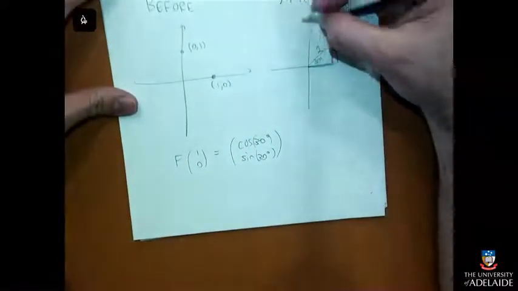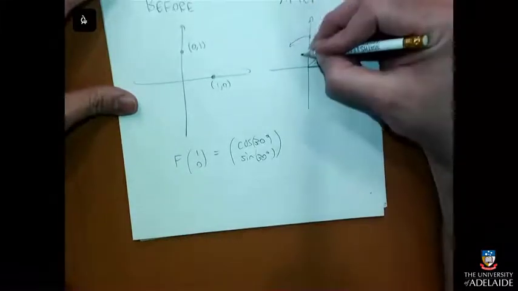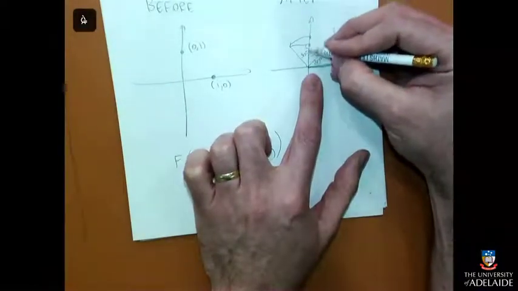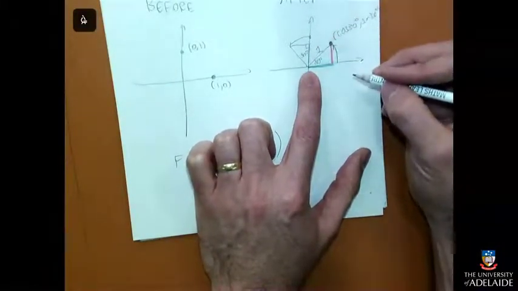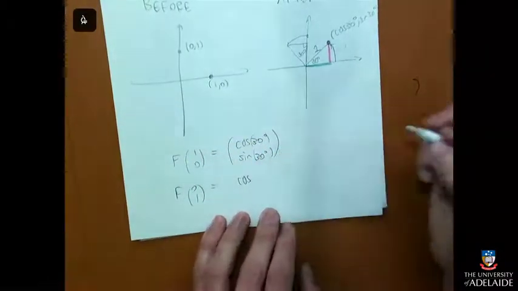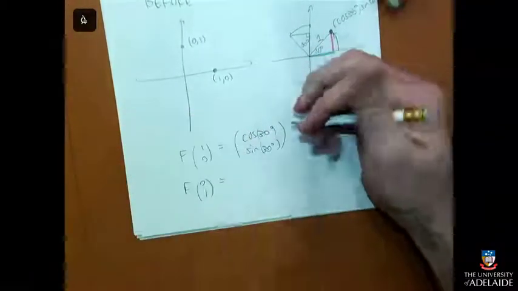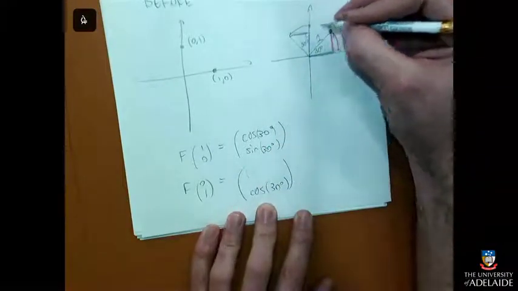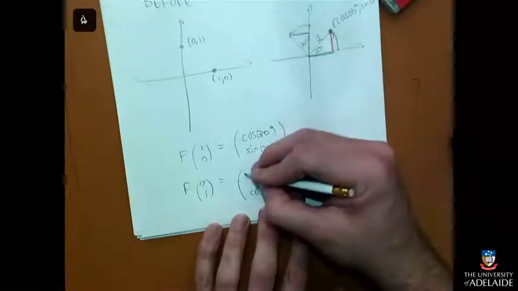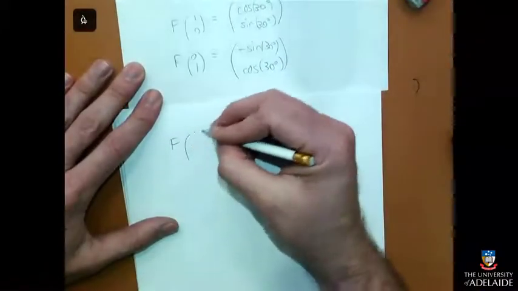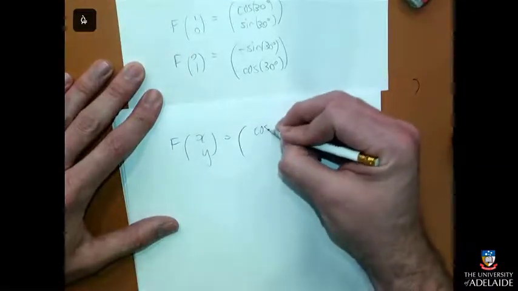Let's see what happens to this one. It was there and it ended up here. All right, now this length is cos 30 degrees because it's next to the 30. That's the y-coordinate. And the x-coordinate, which is this distance, is sine 30 degrees, only it's negative. And so therefore, f of xy is this matrix.